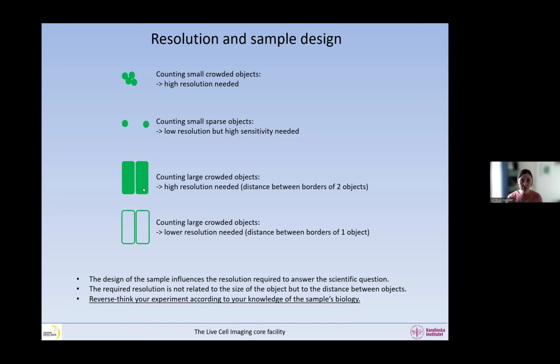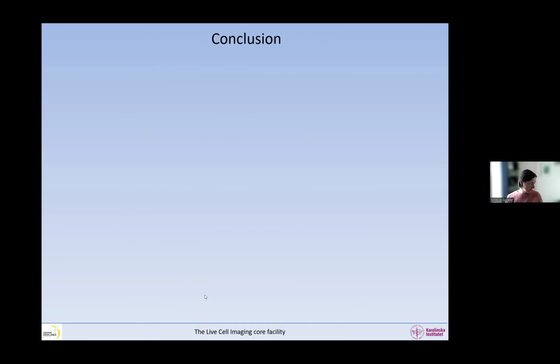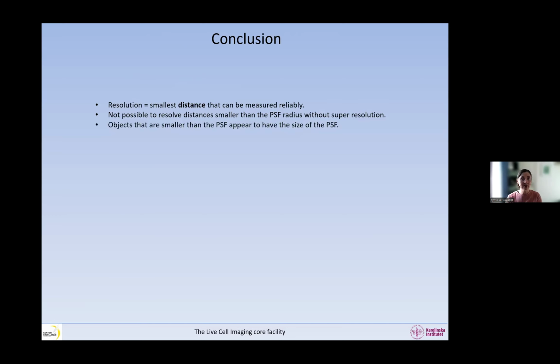So you need to reverse think your experiments according to your knowledge of the sample's biology. If you know that you can label this way instead of that way, this will help you identify how many nuclei are in a crowded area. So the conclusion for this short little talk is that the resolution is the smallest distance that we can reliably measure. And it is not possible to resolve distances smaller than the point spread function radius without super resolution. So we can with super resolution, but not without. Any object that is smaller than the point spread function will look like the point spread function.